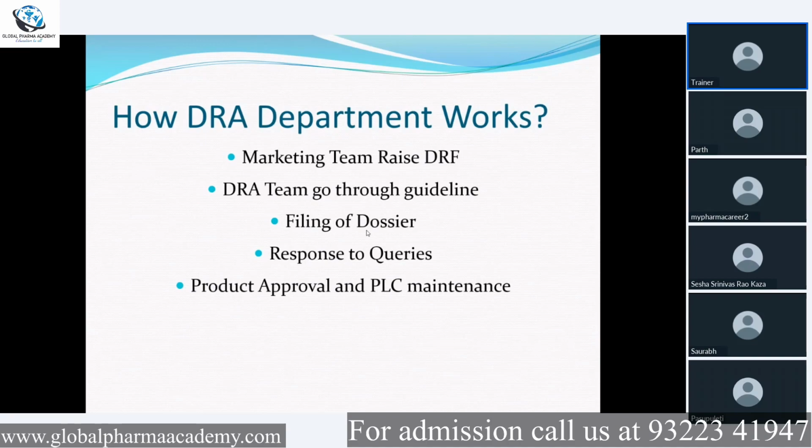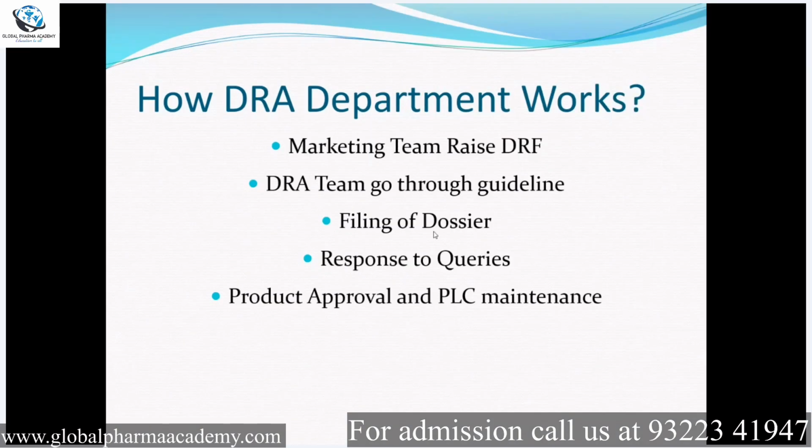And they will take it from the site. And some of the legal documents, meaning the plant's license, WHO GMP is needed, gazetted officer's signature is needed on it, and notary legalization is needed. So these types of legal documents are taken from the legal department. After collecting and reviewing all the documents, the regulatory team will compile the dossier and file the dossier to the regulatory authority.